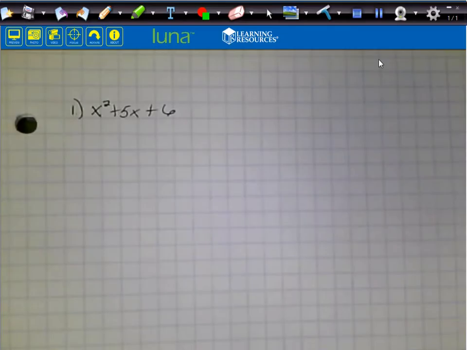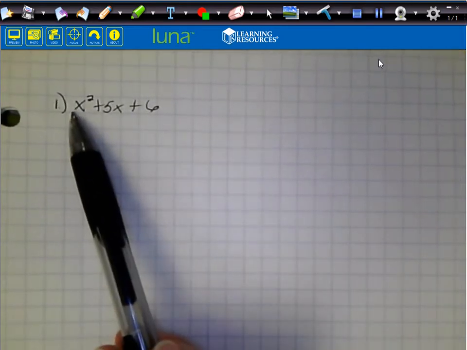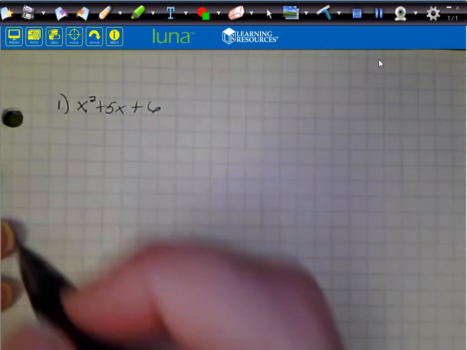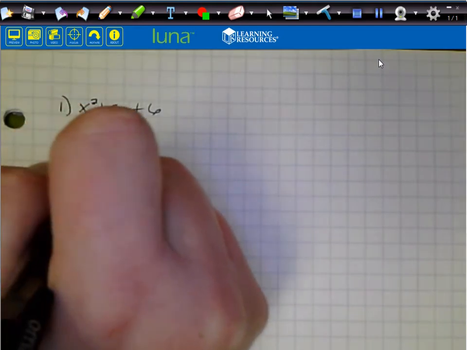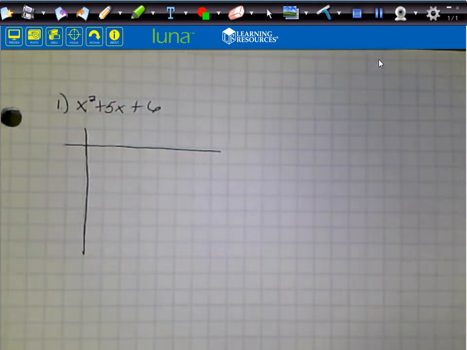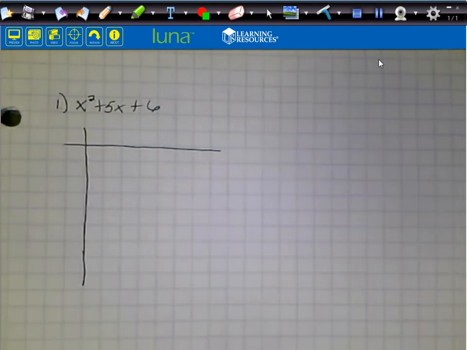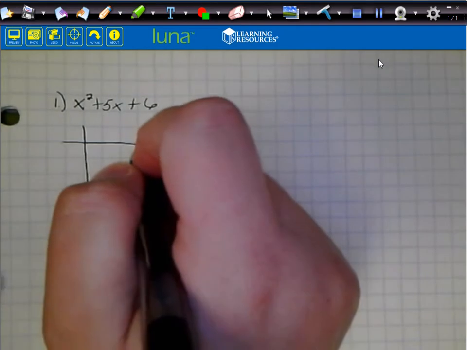All right, here's number 1. Again, we do these on graph paper just because it makes it a little bit easier. So my number 1 is x squared plus 5x plus 6. So what this means is I'm going to need one x squared piece, 5 x pieces, and 6 unit pieces. So I'm going to go ahead and draw my little table. All right, now when we're going backwards, we have to get what's on the inside set up first. So I always start with my x squared piece because I know it's going to go right here in the corner.